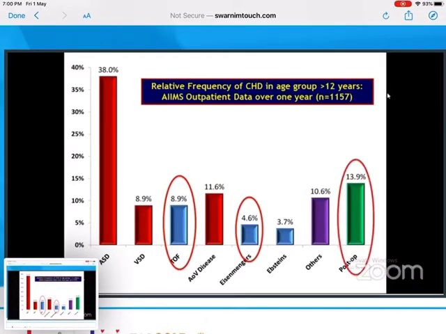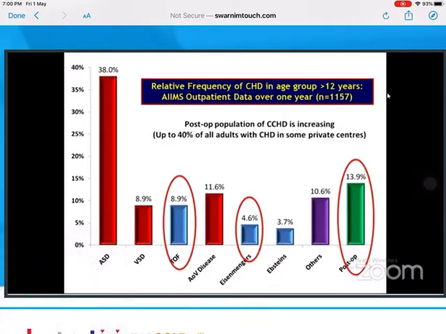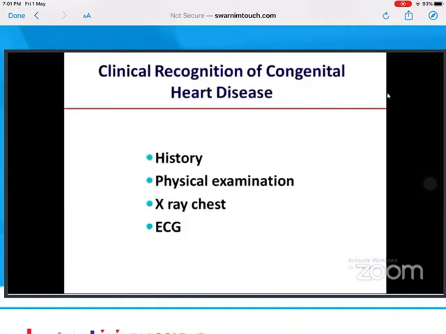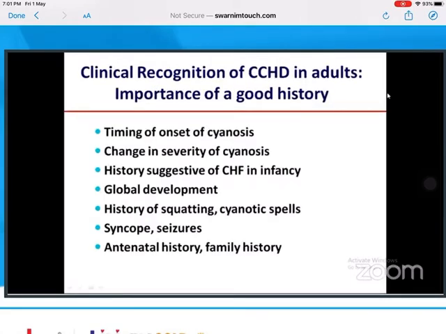And we've started to see more and more post-operative patients now in our OPD attendance. However, when I talk to my colleagues who are in private setup, I think more and more adults are now coming up with some kind of surgery done in the past, almost making 40% of adults with congenital heart disease. So it's the simple rule of history, physical examination, X-ray and ECG. These are the pillars for making the diagnosis of congenital heart disease in anybody.